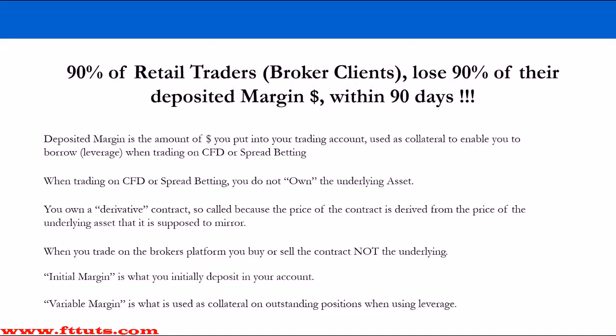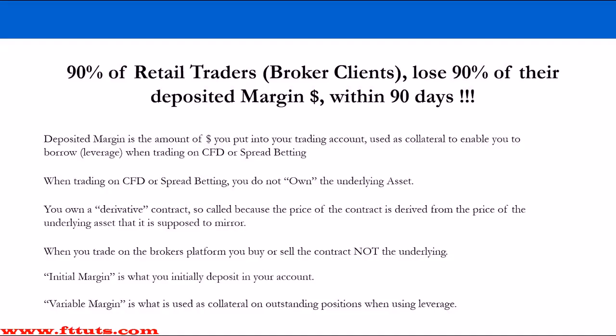So what is margin? Let's have a look at that first. It's the amount of dollars that you put into your trading account. And this amount of dollars is used as collateral, and it enables you to borrow when you're trading on, for example, CFD or spread betting, so contract for difference or spread betting. These are typical instruments in the United Kingdom, Europe, Asia.